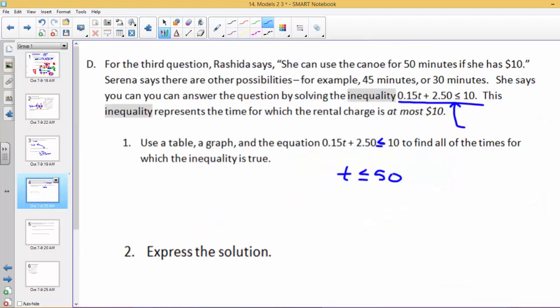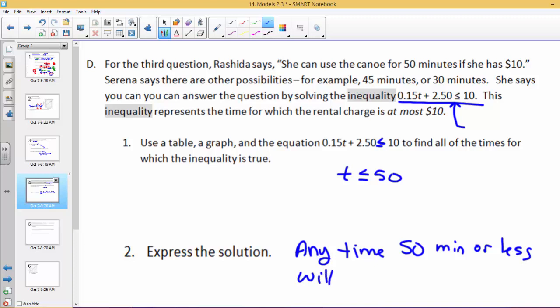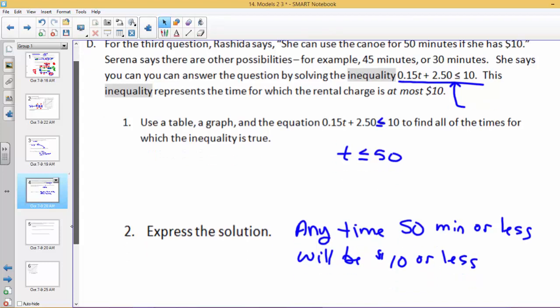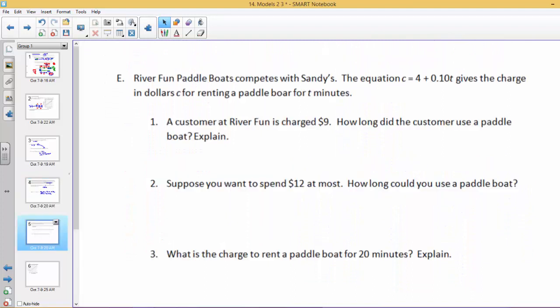If you're looking at it in terms of an inequality, the answer is any time 50 minutes or less will be $10 or less. So if you want to spend at most $10, you can canoe for 50 minutes or less.